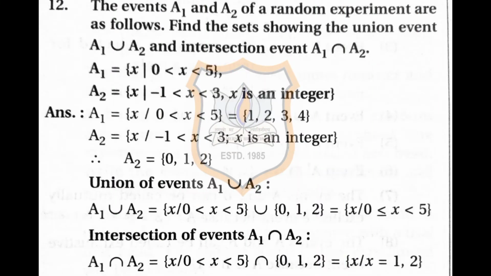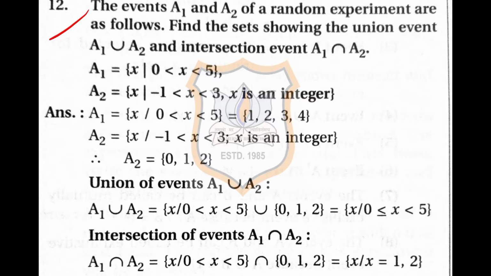Today we will continue with exercise 1.1. Let's do question number 12. Let's read the question. The events A1 and A2 of a random experiment are as follows. Find the sets showing the union event, that is A1 union A2, and intersection event A1 intersection A2.